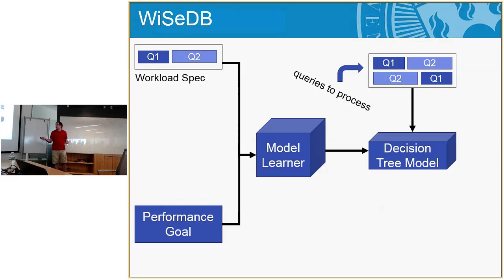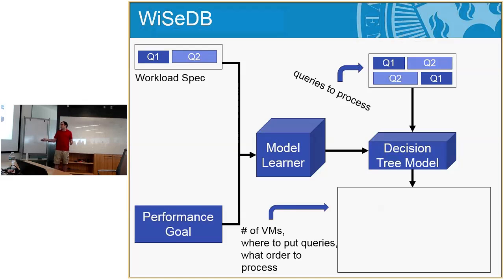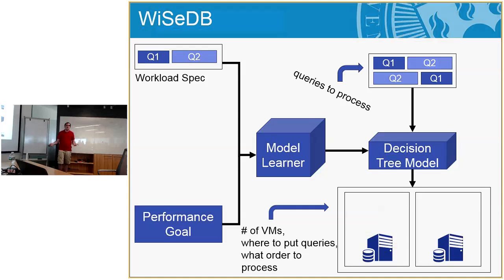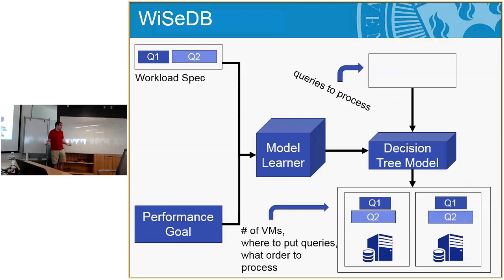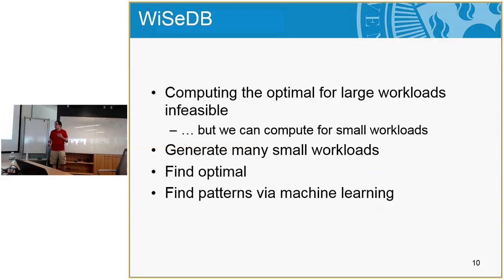This decision tree model is then capable of taking in a new workload composed of the jobs that were specified and determining the number of VMs that are necessary and where to put those queries on those VMs and in what order. So easier said than done.